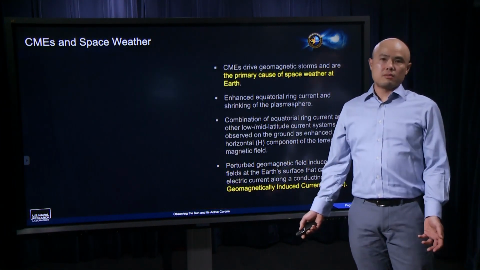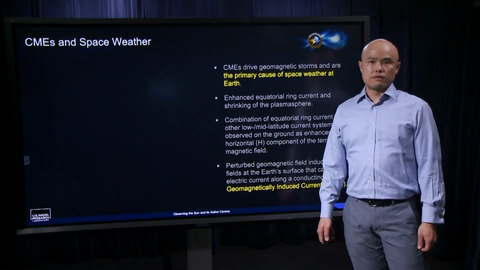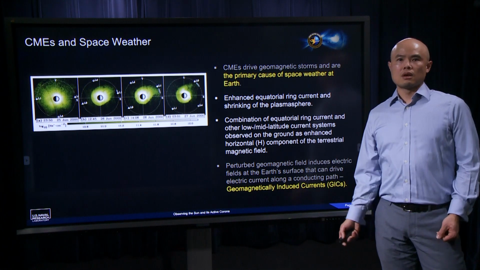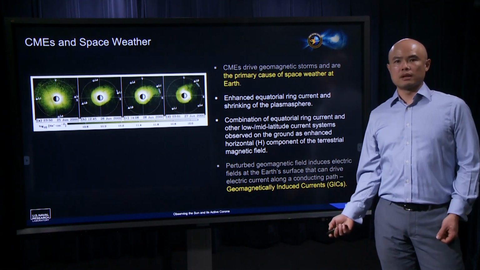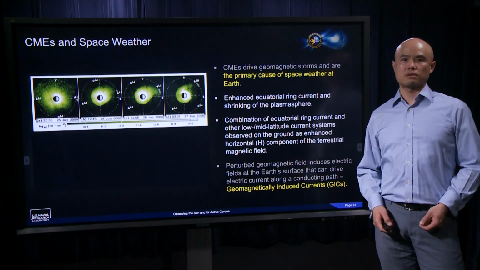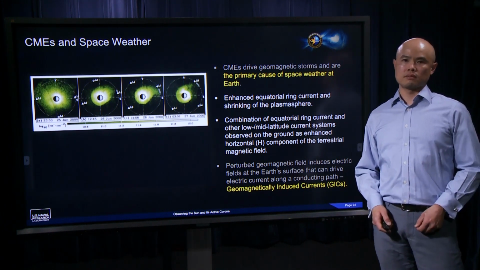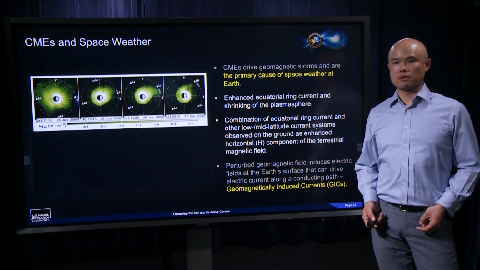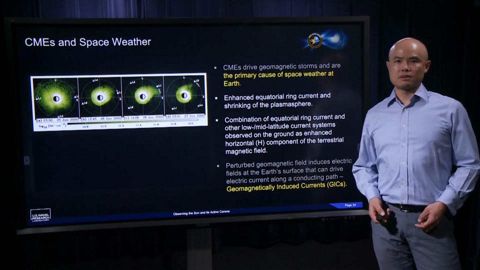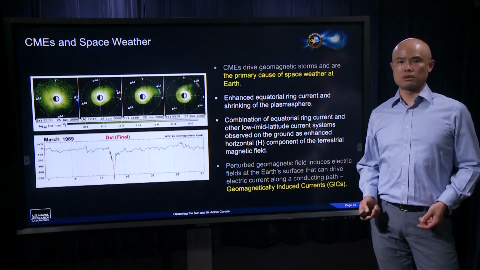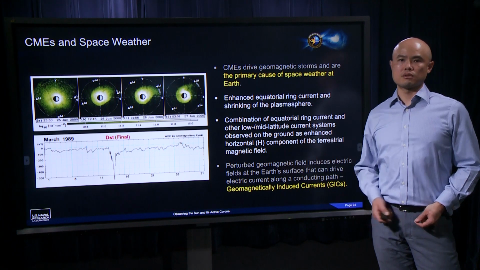We now know that CMEs are the primary cause of geomagnetic storms and space weather at Earth. Global scale signatures of geomagnetic storms include the enhancement of a ring of current that flows around the Earth near the equator. This ring current, along with contributions from other storm time current systems at low and mid latitudes, is observed on the ground as an enhanced horizontal component of the magnetic field measured at Earth's surface.